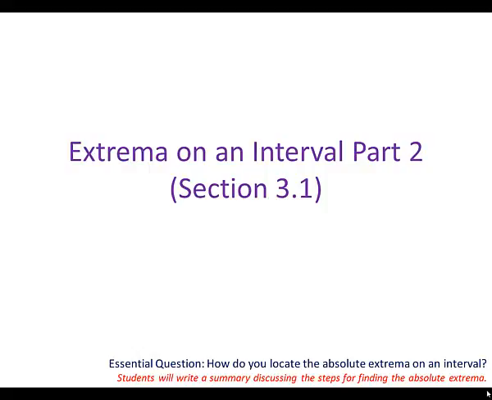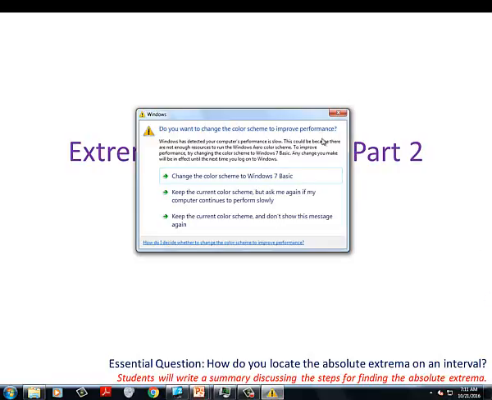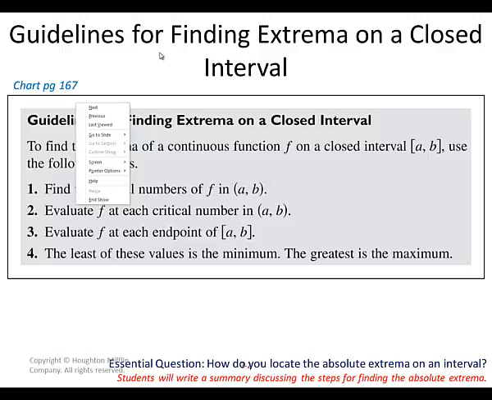So we're going to talk today a little bit more about how to find absolute extrema on a closed interval. It looks like we've got a grand total of 4 examples today? So it should be nice and short, hopefully. All right, where did it go? There it is. Okay, I'm going to go back.